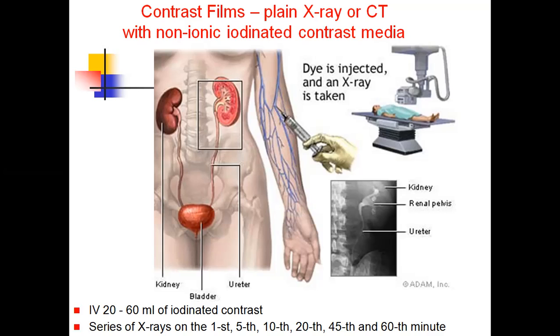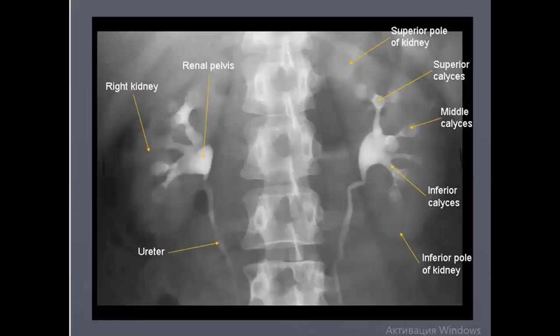And if excretion of contrast media is delayed, you need to take additional films on 45th and 60th minutes. What can we get after X-ray exposure?